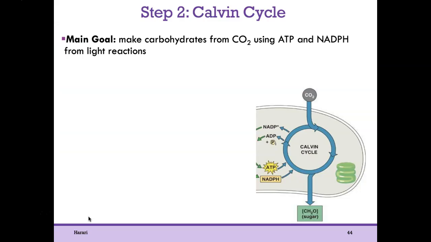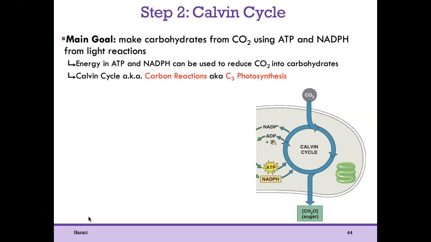So now we are at step 2, the Calvin cycle or the carbon reactions. So the carbon reactions are called the Calvin cycle because of Melvin Calvin, who discovered this reaction. And in this reaction, we're making carbohydrates from carbon dioxide using the ATP and NADPH we made from the light reactions. So basically, we're going to take the higher powered ATP and NADPH and use the energy so we can reduce carbon dioxide into carbohydrates.